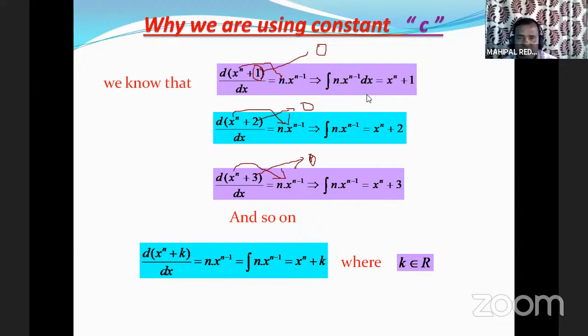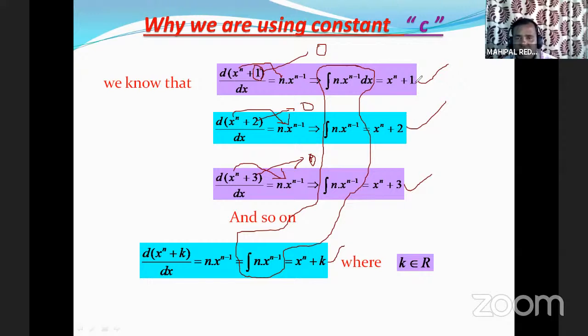Look at this, the integration is the same. Integration of n into x power n minus 1: we are getting one time x power n plus 1, a second time x power n plus 2, one more time x power n plus 3, and one more time x power n plus k. So the constant values may differ: 1, 2, 3 or any.